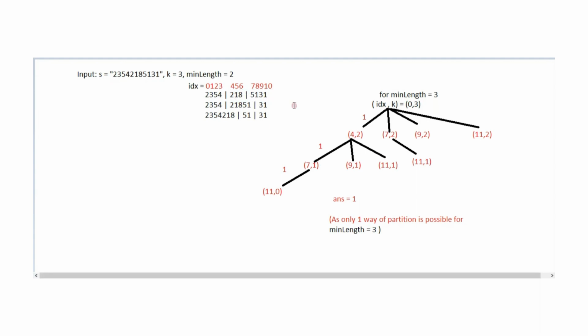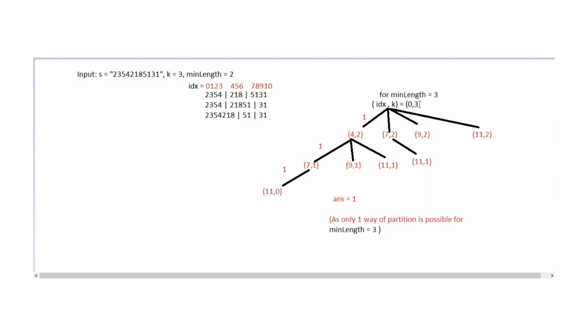So for 218 and 5131, there is a possibility that there will be a partition, because we can see that 2 is a prime number, and the character at index 6 is a non-prime number. So this is the valid substring. And here also it is starting with 5, which is a prime number, and it is ending with 1, which is a composite, non-prime number. So 7 comma 1 is also a valid partition.